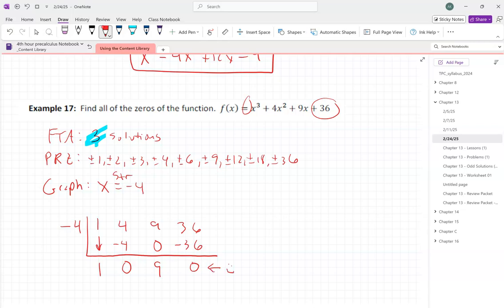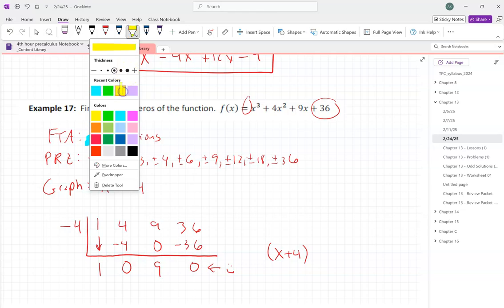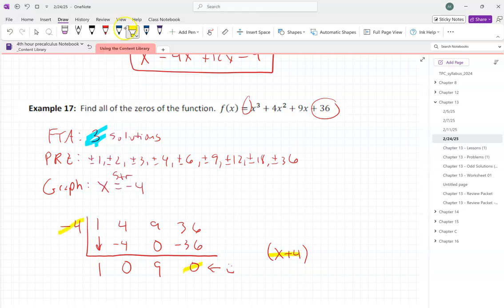So I got the 0 that I was hoping for. What this tells me is that my polynomial factors to x minus 4, because I got a remainder 0 when I use -4, times x squared plus 0x plus 9. Remember, those numbers at the bottom of our division are the remainder, the constant term, the x term, the x squared term, and so on. Always reading from right to left.